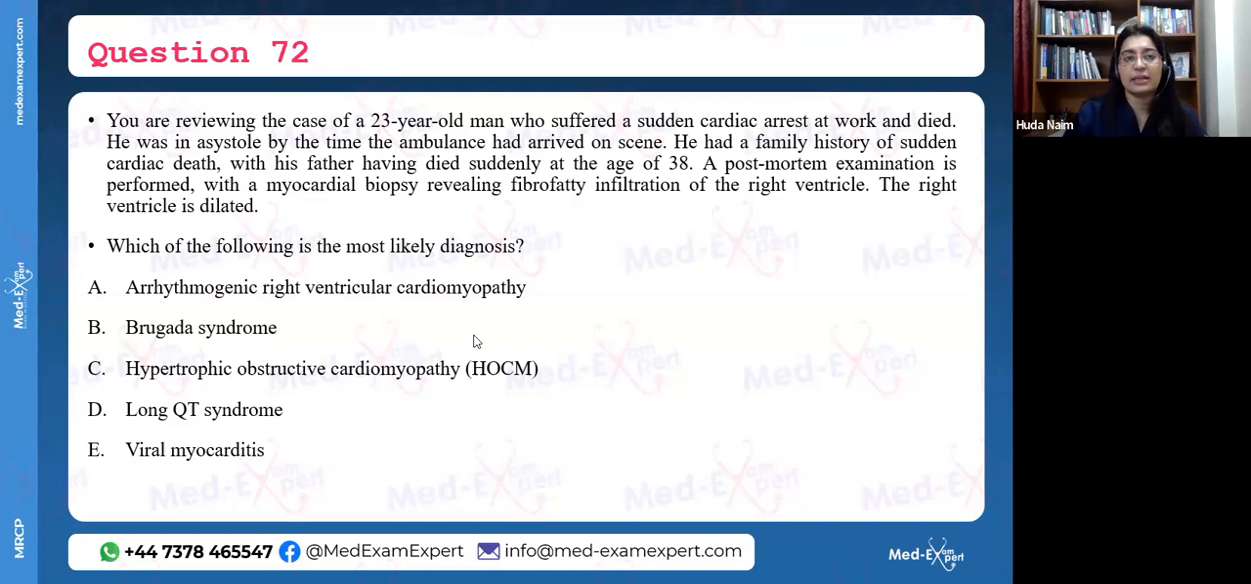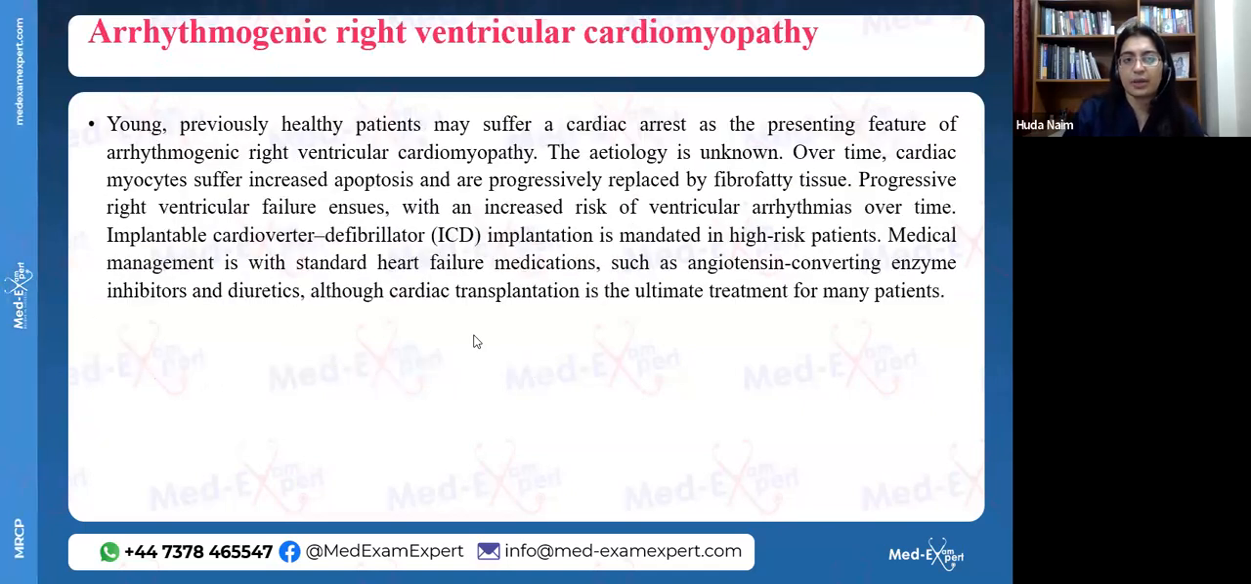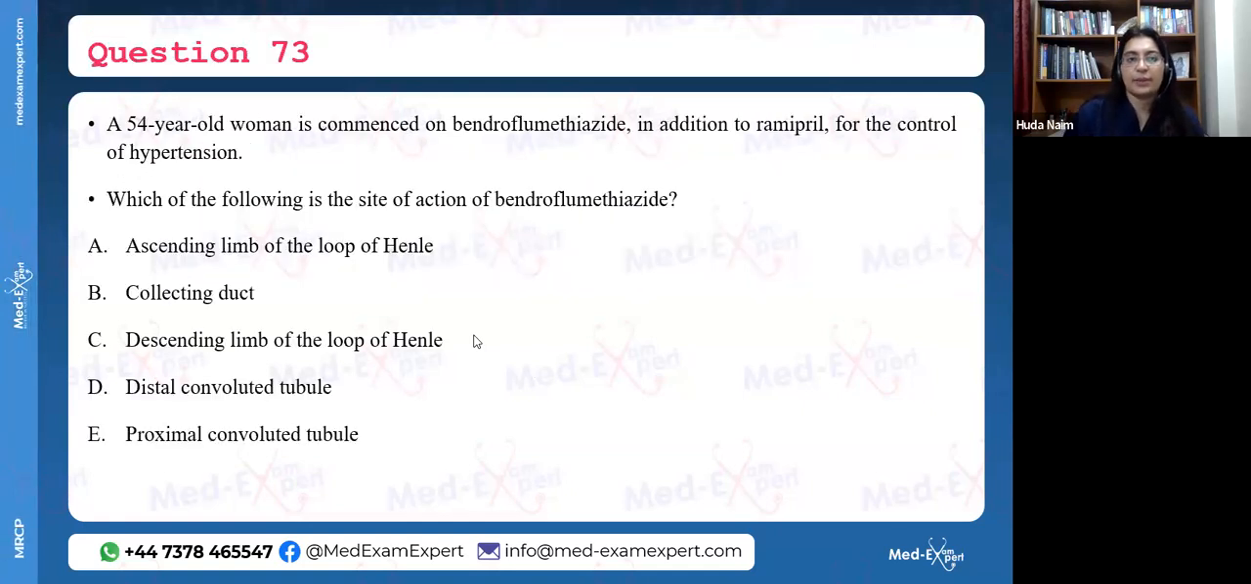Very good. So there's a young male who's presented with cardiac arrest, and there's a family history of sudden cardiac deaths, and the myocardial biopsy is telling you about fibrofatty infiltration. So yes, that's arrhythmogenic right ventricular cardiomyopathy. Okay, very often asked on the exam. Okay, the next one.